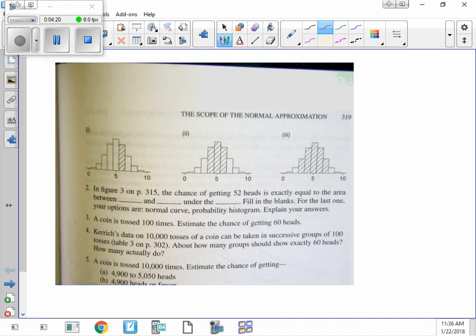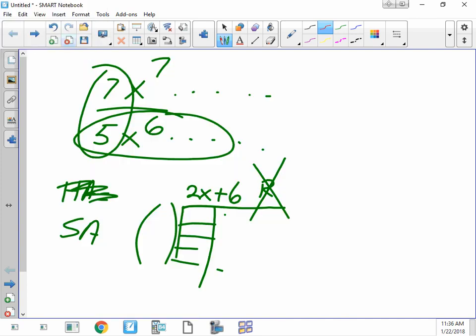So, okay, number 3. A coin is tossed 100 times. Estimate the chance of getting 60 heads. So what is the expected value? 50. And we already know that the SE is 5. So what's the chance of getting exactly 60 heads? Well, we have to find the area between 59.5 and 60.5. Before, we didn't have any way of doing this. We could find the area between two numbers, but we couldn't find the area for a single number.